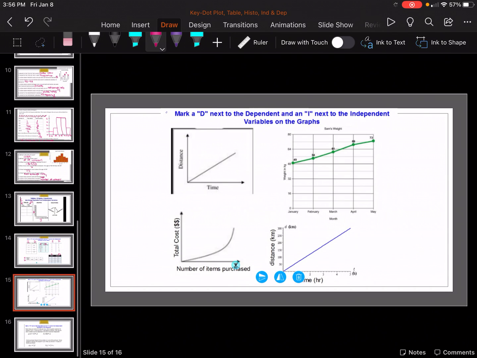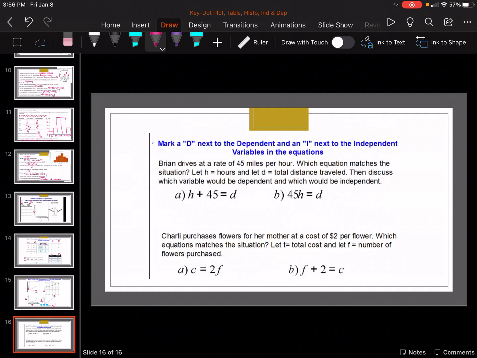So let's do it from a graph. You're independent, you're dependent. The number of months affects your weight. The time affects your distance. Number of items purchased affects the cost. Time affects the distance. Okay, so let's do it from an equation real quick.